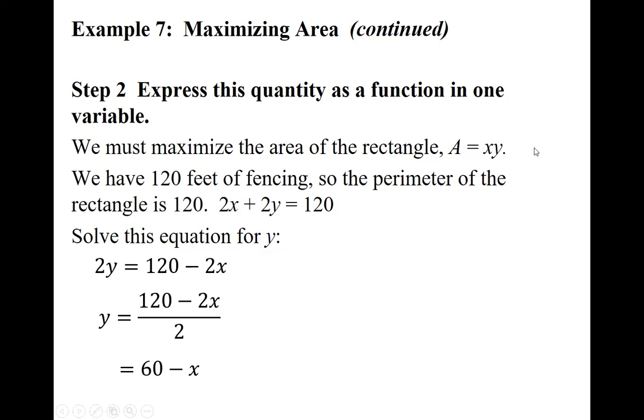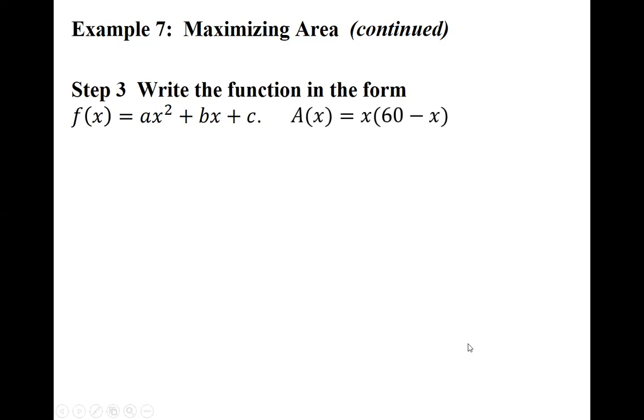Area is x times y. So now we could write area as x times (60 minus x). We can make that substitution, y for 60 minus x. Why would we do that? Well, because now we get an x squared. And once we have the x squared, we know we have a parabola. We know we have a maximum or a minimum. We can find that maximum to maximize the area.